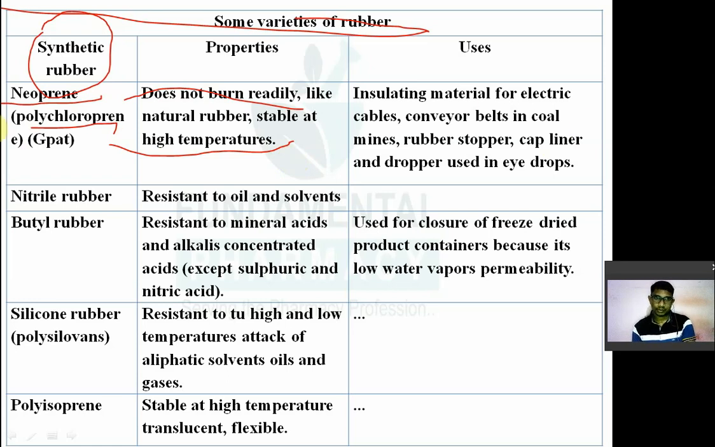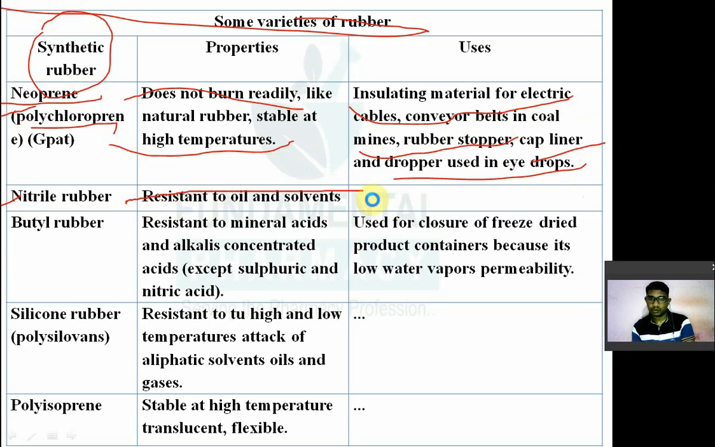Neoprene rubber. Now it is used as an insulating material for electric cable, conveyor belts in coal mines, and rubber stopper, cap liner, and dropper used in the eye drop. Eye drop आपने देखा होगा, उसके ऊपर एक black color का rubber होता है. That is a neoprene rubber. Nitrile rubber. Second one is a nitrile, resistant to oil and solvents.